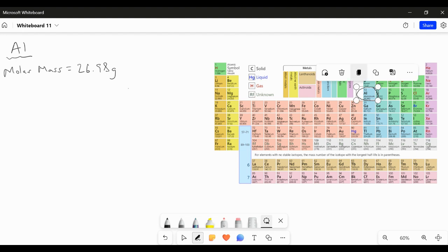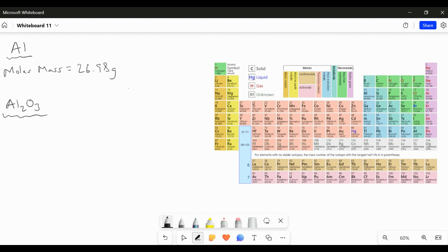What if you are dealing with a compound? So let's say instead of aluminum, we have Al2O3, aluminum oxide. How do we calculate this? The first thing we need to do is count atoms. Now, if you're not sure how to count atoms, you can go back and check my previous skills video where I go over that topic.